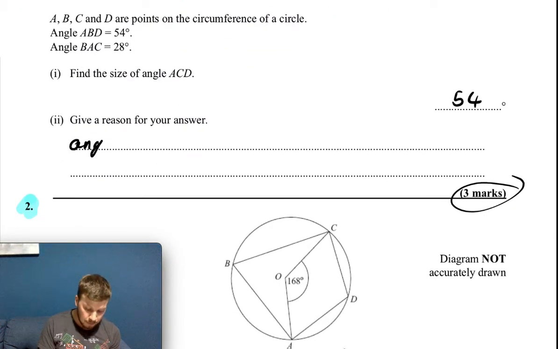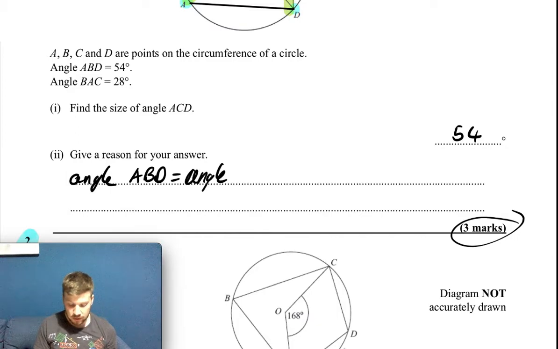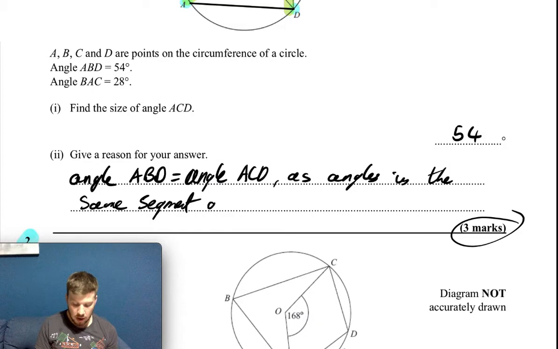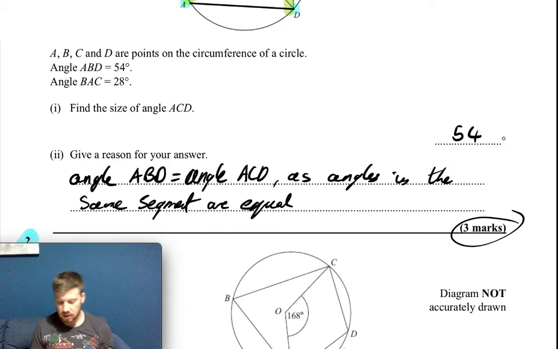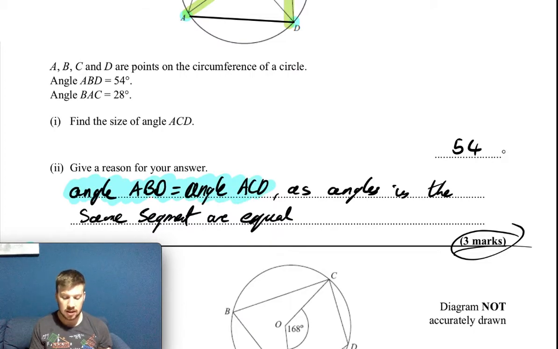and I would say angle, and I believe it was ABD, is equal to angle, and I would call this ACD, as angles in the same segment are equal. And this would be sufficient to get all 3 marks. So I've stated my rule, I've used explicitly the notation that they've chosen to clearly outline it, and then I've gone ahead and just written the actual circle theorem which I've followed. So that would be the sort of approach I would be looking at to get 3 marks.